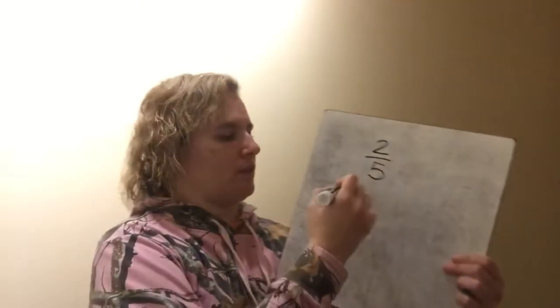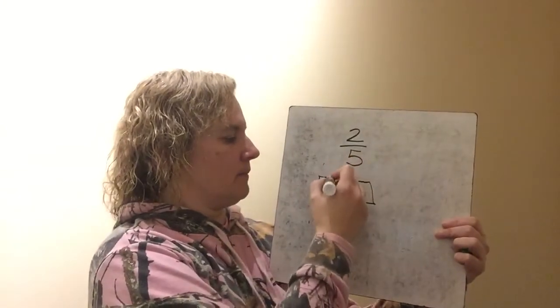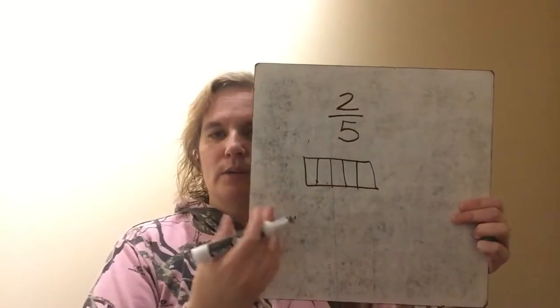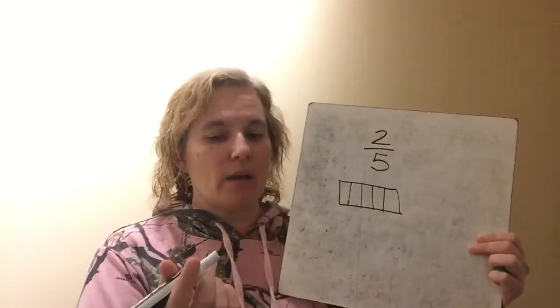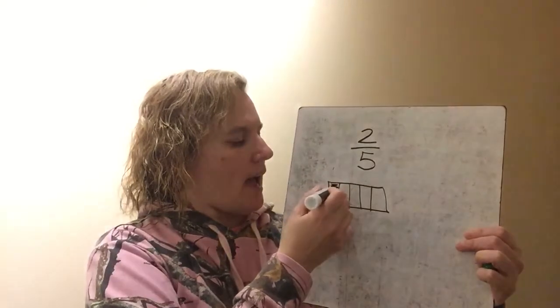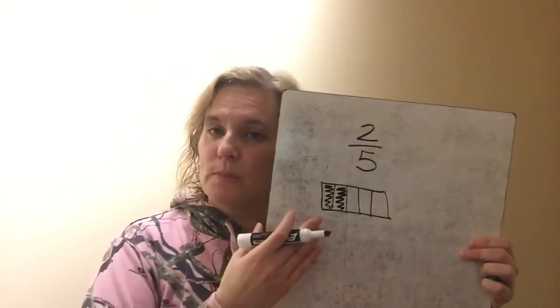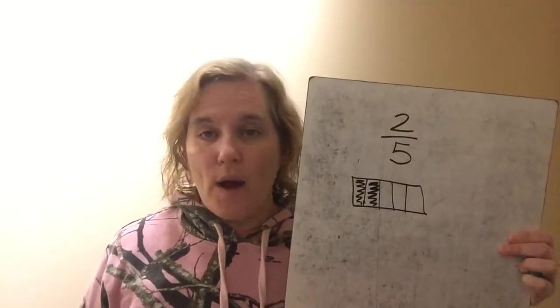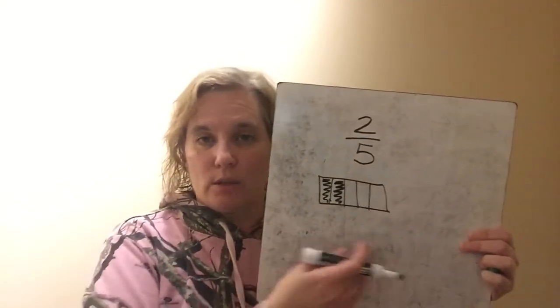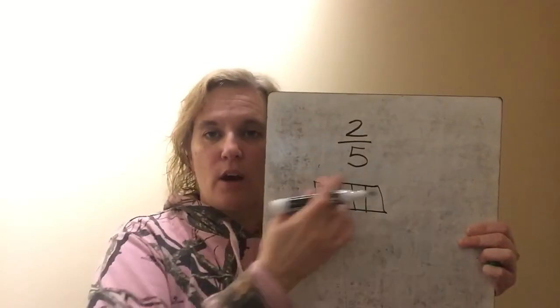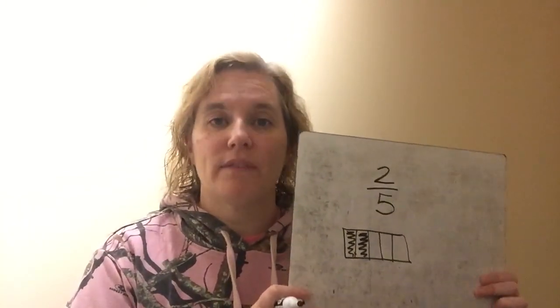Let's take our example of 2/5. This rectangle is broken into fifths. If I said how many pieces are shaded, you would say 2 pieces. But if I said what fractional part of the rectangle is shaded in, you would put the 2 on top and the whole 5 on the bottom. And if you said that, it would sound like this: 2/5.